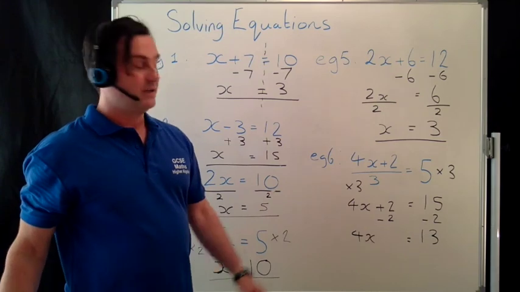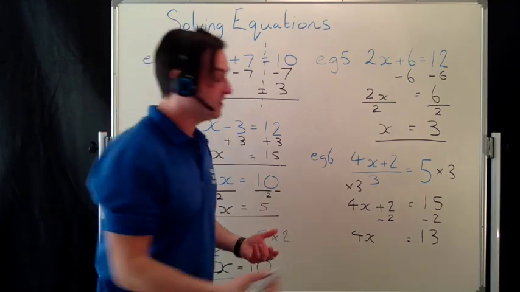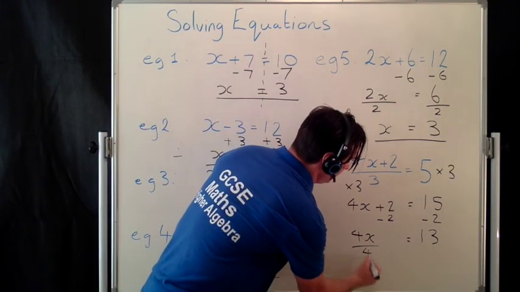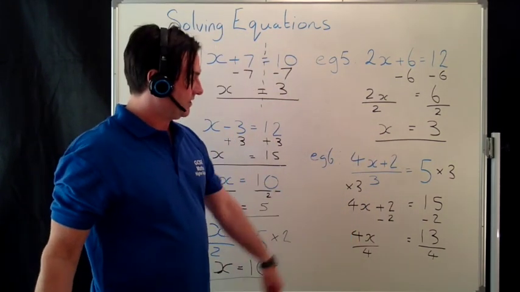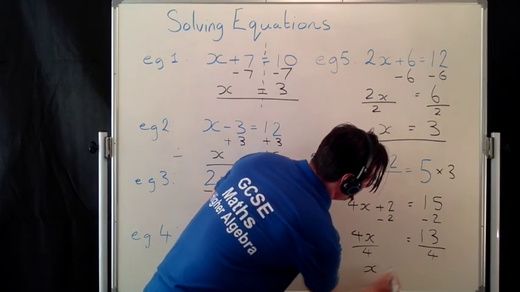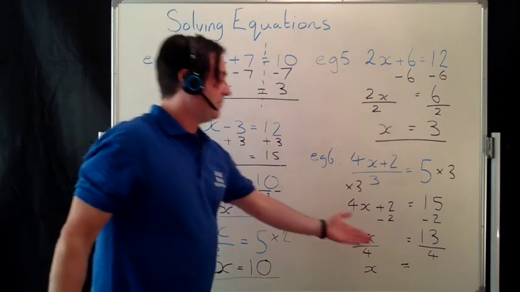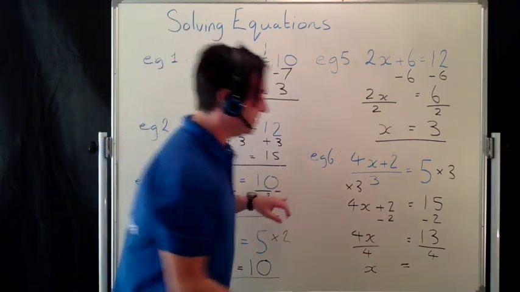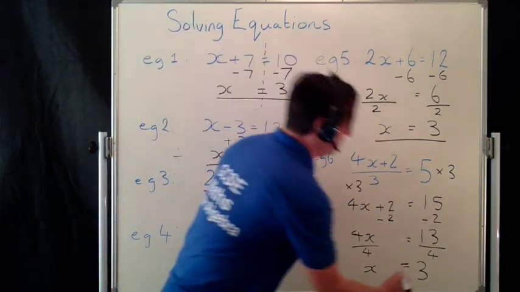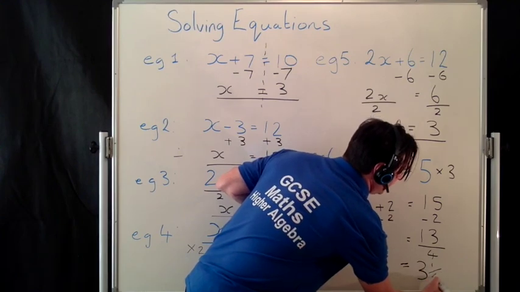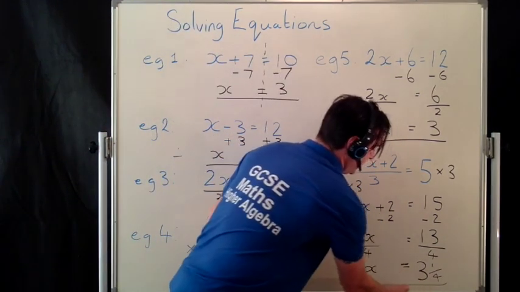And then finally, to get rid of the 4, because it's 4 times x, the opposite to times is divide. So I need to divide by 4, but I need to divide by 4 on the other side as well. 4x divided by 4 leaves me with x, and 13 divided by 4. I can say how many 4's go into 13? Well, there's 3. But there's 1 left over, so I write the 1 on the top and write whatever the denominator was initially on the bottom. My answer becomes 3 1/4.